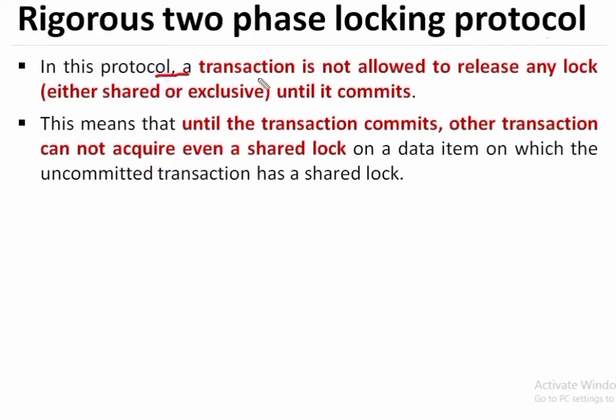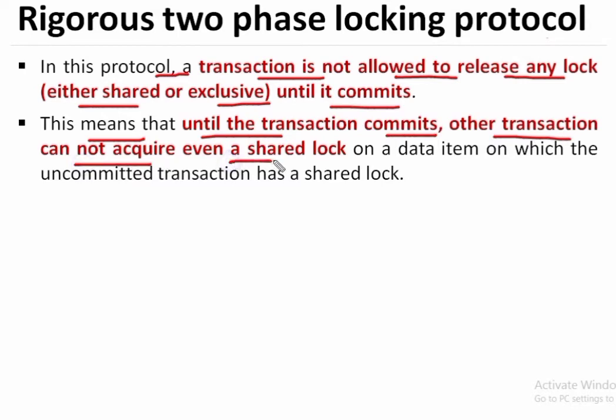In this protocol, a transaction is not allowed to release any lock, either shared or exclusive. As we have seen in the previous protocol, it releases all the shared locks, but the rigorous two-phase locking protocol does not release any kind of lock. It may be of either category, shared or exclusive, until it commits. This means that until the transaction commits, other transactions cannot acquire even a shared lock on the data item on which the uncommitted transaction has a shared lock.